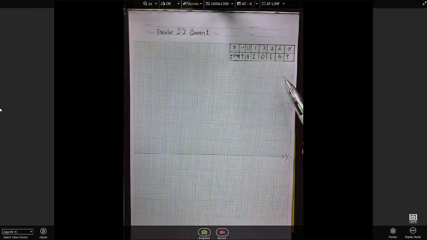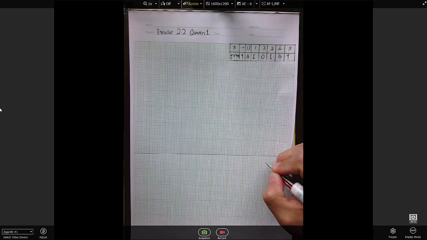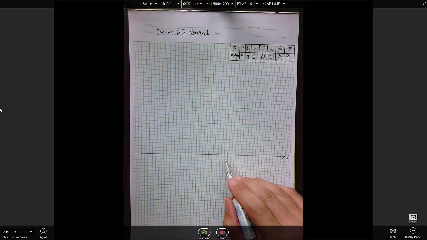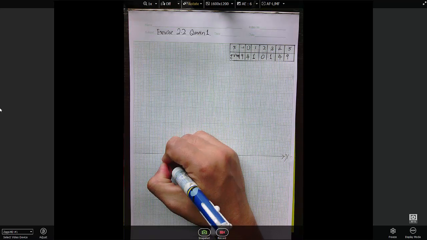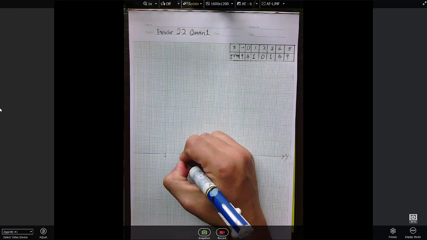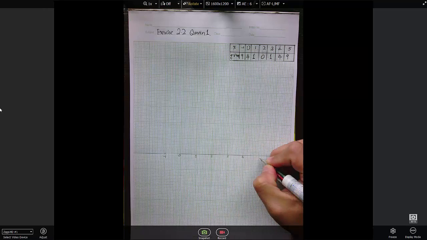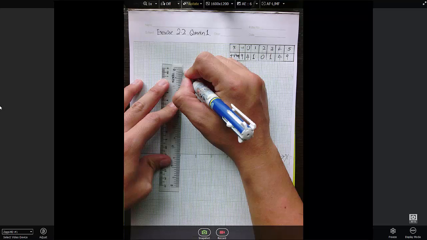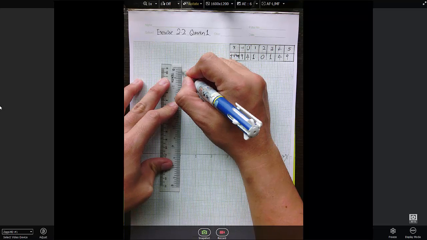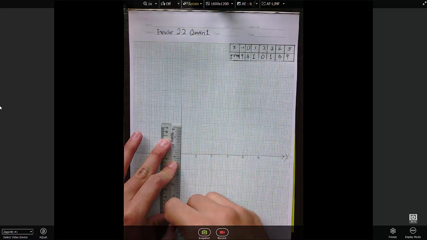Now, x goes from negative 1 to 5. 2 cm to 1 unit. So I can start. I count 5, 4, 3, 2, 1, 0, negative 1. More than enough space. So negative 1 can be here. Negative 1. Then 0, 1, 2, 3, 4, 5. Then I draw my y-axis. So basically what I'm doing here is I'm planning out my graph before I even draw it. Make sure you have enough space for everything.